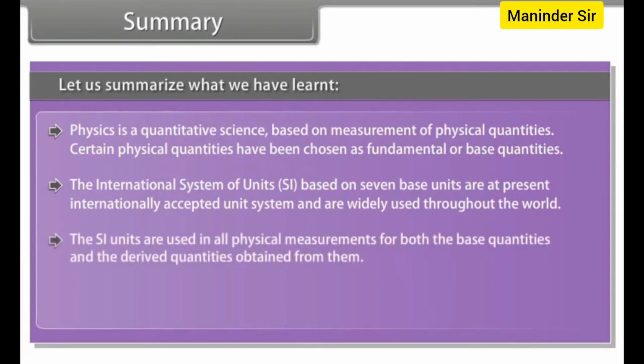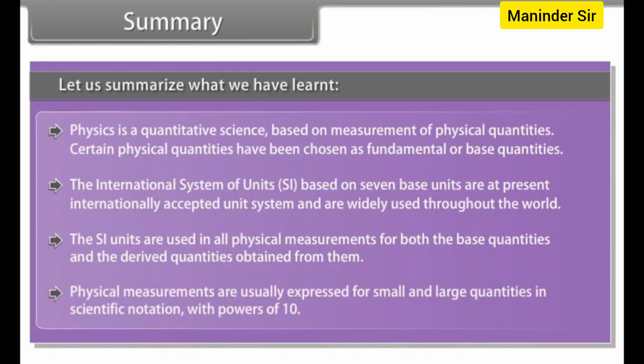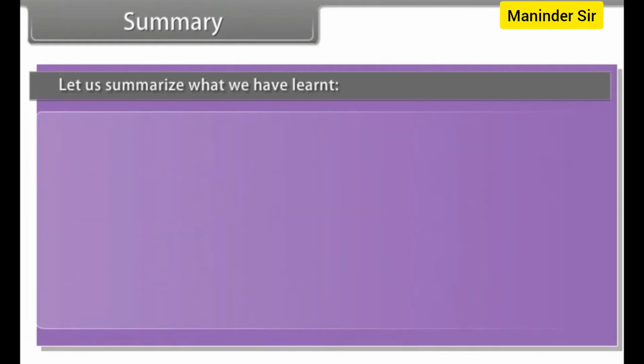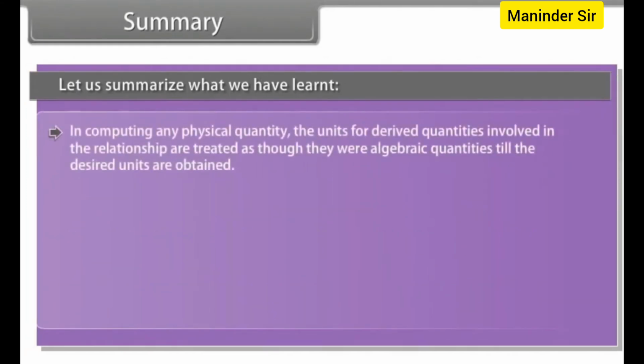The SI units are used in all physical measurements for both the base quantities and the derived quantities obtained from them. Physical measurements are usually expressed for small and large quantities in scientific notation with powers of ten. In computing any physical quantity, the units for derived quantities involved in the relationship are treated as though they were algebraic quantities till the desired units are obtained.